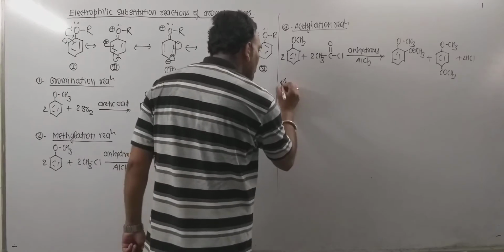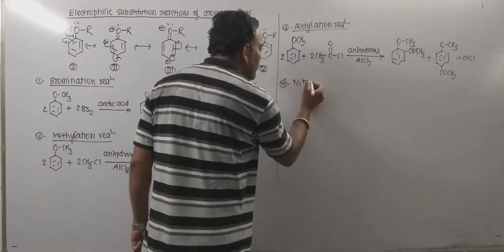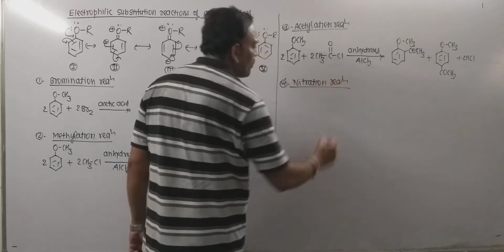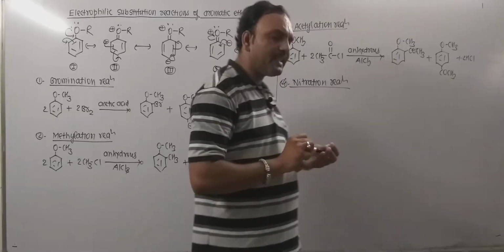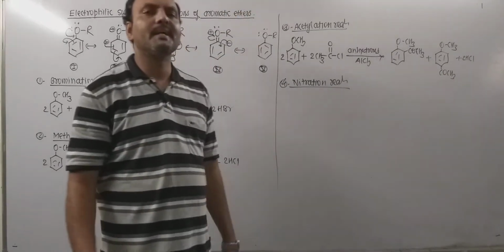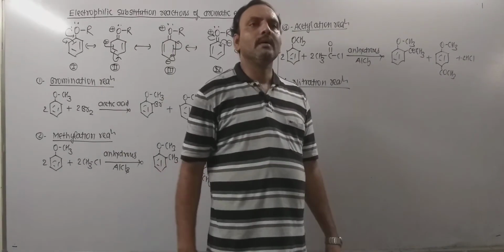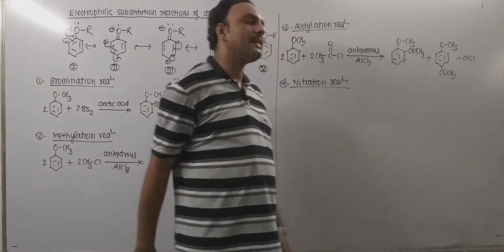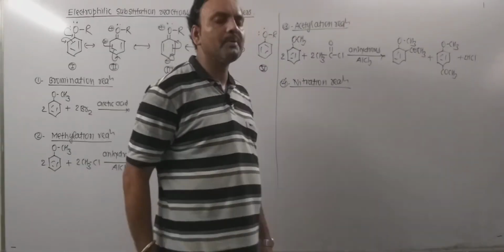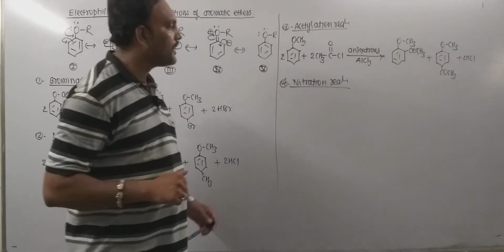Now the next electrophilic substitution to be discussed is the nitration reaction. So remember, plain nitric acid is not a good nitrating agent, thus we often use nitrating mixture for nitration purposes. Now what is nitrating mixture? A mixture of concentrated nitric acid and concentrated sulfuric acid is known as nitrating mixture.